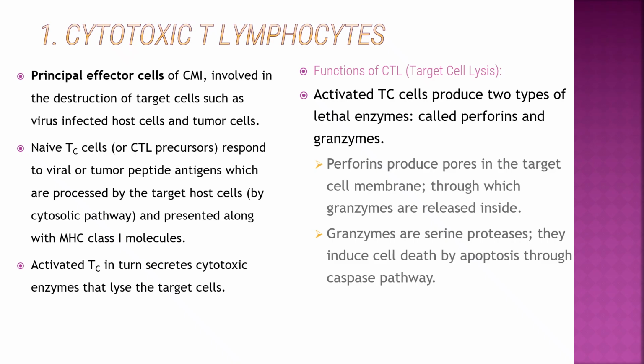Function of CTL, target cell lysis. Activated TC cells produce two types of lethal enzymes called perforins and granzymes. The perforins produce pores in the target cell membrane through which granzymes are released inside. The granzymes are serine proteases. They induce cell death by apoptosis through the caspase pathway.